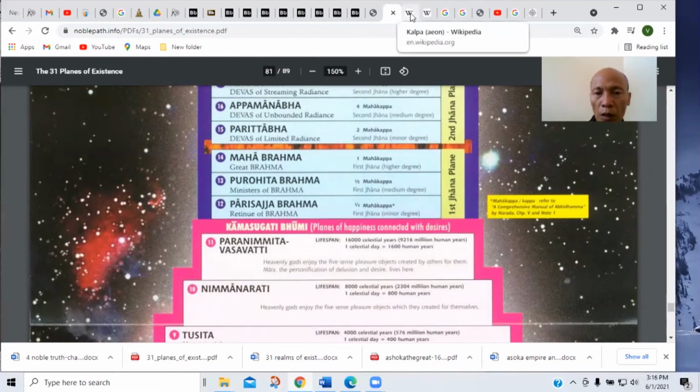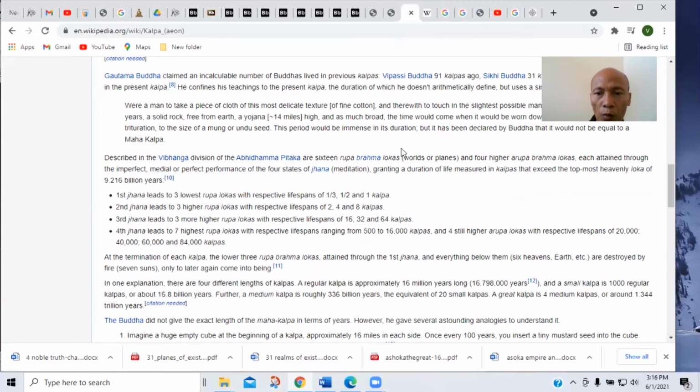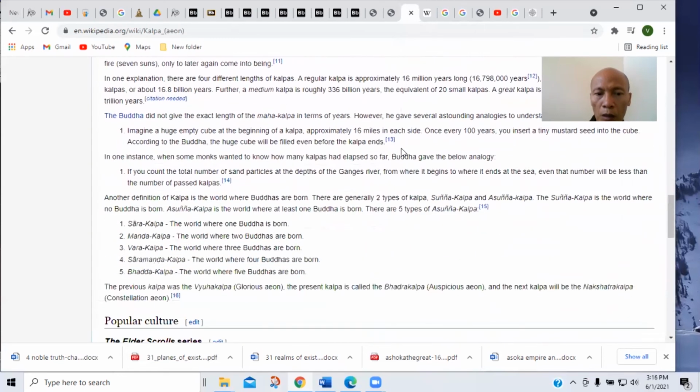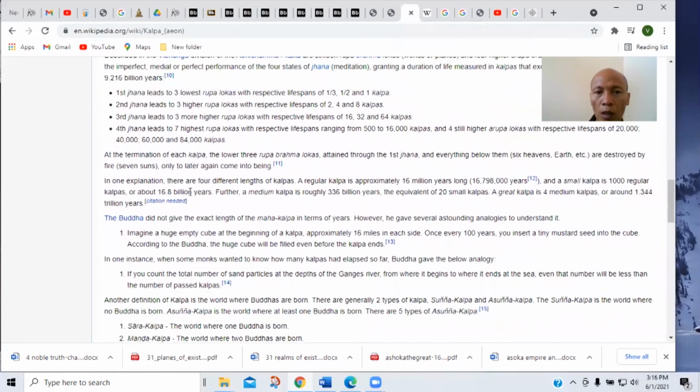Let me explain to you what is meant by Kappa. So in the Buddhist view, one Maha Kappa is about 1.344 trillion years. In one explanation, there are four types of different lengths of kappas. A rare one is approximately 16 million years long, and a small kappa is 1,000 rare kappas, or around 16.8 billion years. A medium kappa is roughly 336 billion years. That's equivalent to 20 small kappas. A great kappa is 4 mediums. That means 1.344 trillion years.